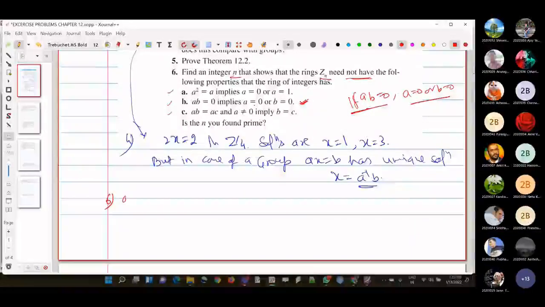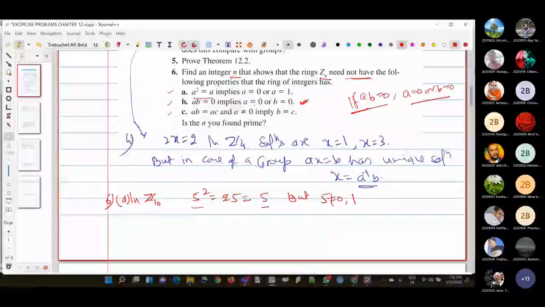Question number 6, first part. We can take Z10, and in Z10, 5 squared equals 25, and 25 equals 5. So 5 squared equals 5 here, but 5 is neither 0 nor 1. Are you getting what I am trying to tell you?